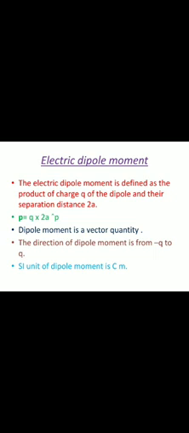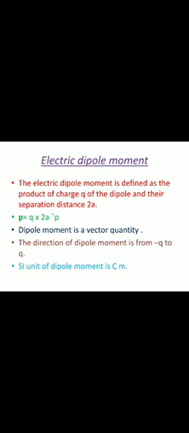Coming to electric dipole moment. The electric dipole moment is defined as the product of charge q of the dipole and their separation distance 2a. Dipole moment is represented by the symbol small letter p. p is equivalent to q into 2a into unit vector p. Since charge and distance are scalar quantities, in order to make the right hand side a vector quantity, you are multiplying it with a unit vector p.